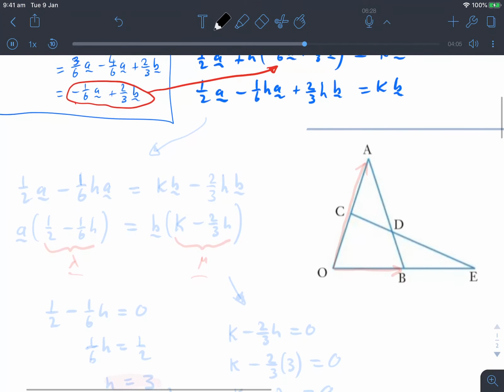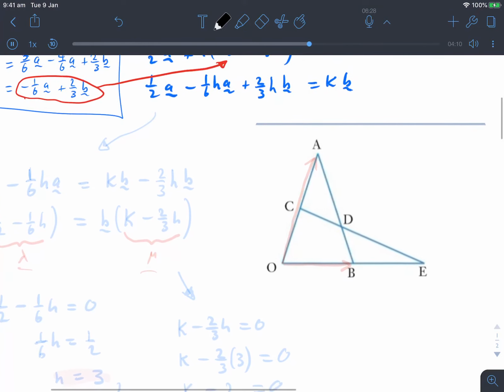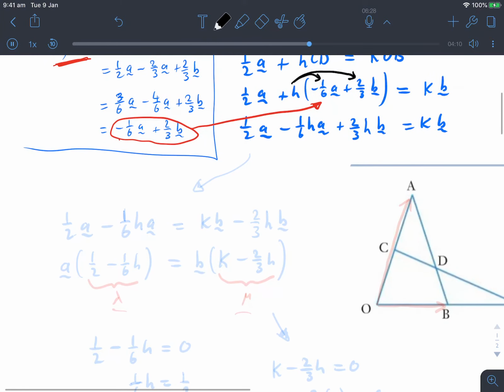Okay, just trying to move that diagram. How do I move that around? Not sure if it's going to work. Doesn't matter.